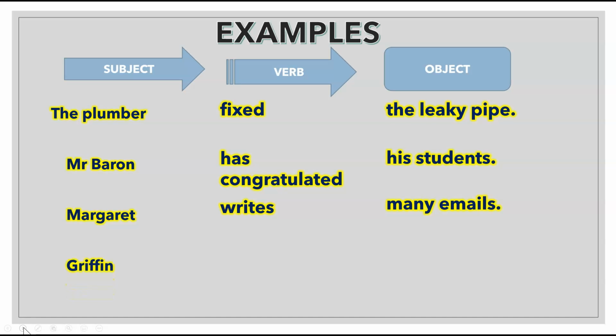In the last example, Griffin is asking good questions. So Griffin is our subject. This is the person doing the verb. Is asking, what is being done, so asking. And what is being asked? Good questions.